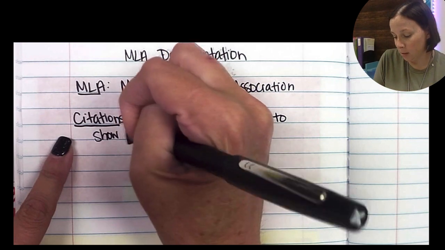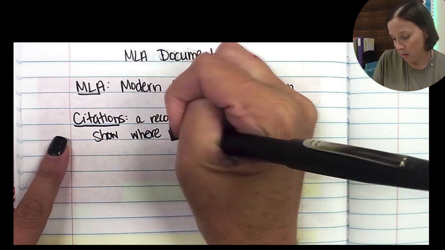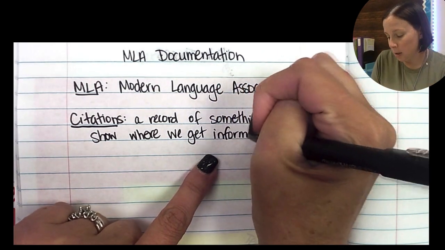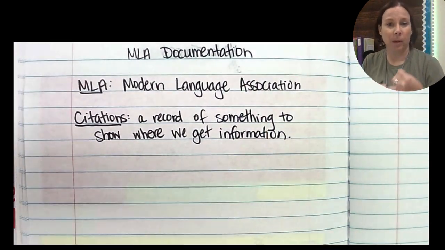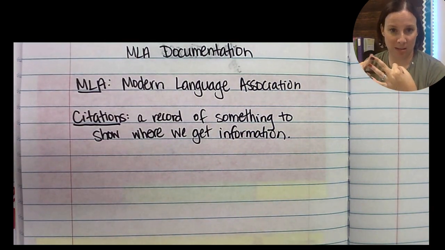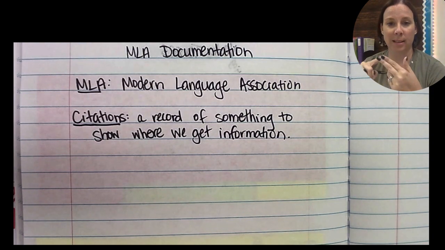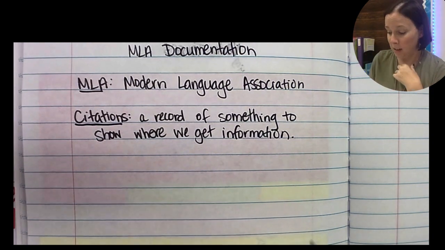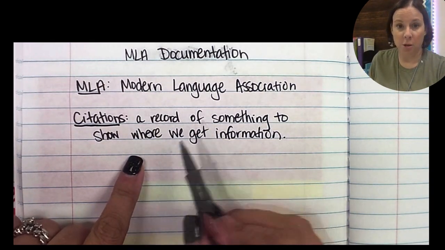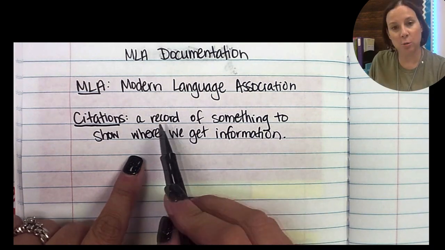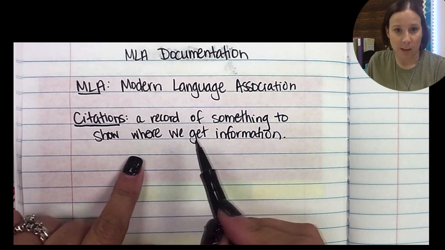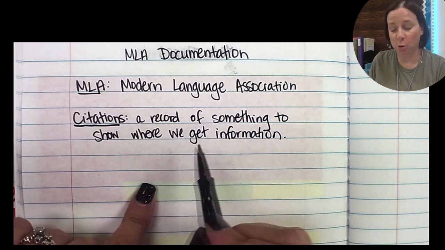It shows where we get information. If you get a detention, we list the date, we list which class you were in, we list what assignment you're missing, or what you did to get that detention. So it's a record to show where we got this information. It explains to your parents or to Mrs. McLaughlin why you got written up. It's a record. It shows why, okay?